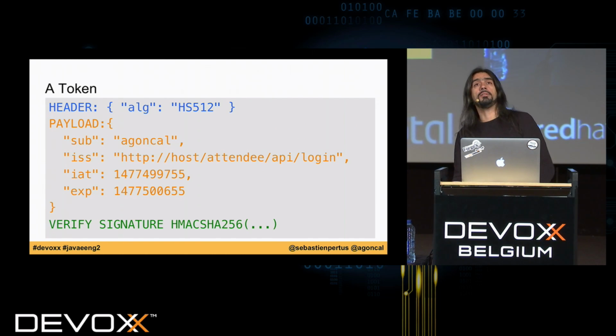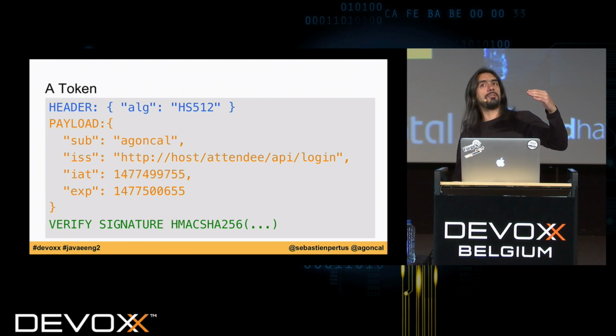The blue is the header. It gives you the algorithm encryption. And the green at the bottom is the signature. And the orange is the payload. So that's the information that will go back and forth.